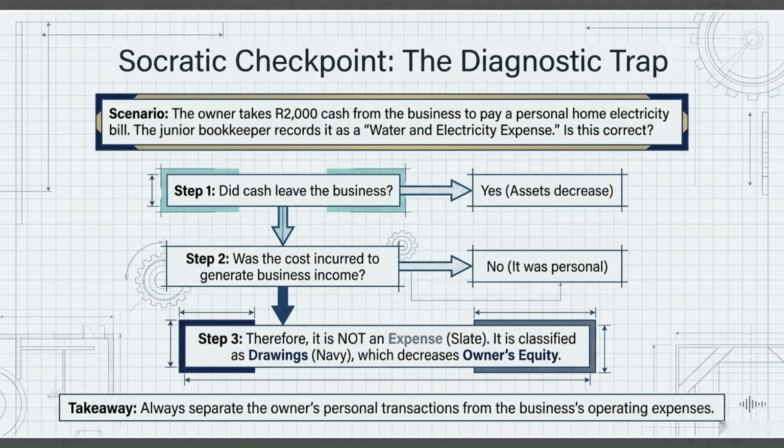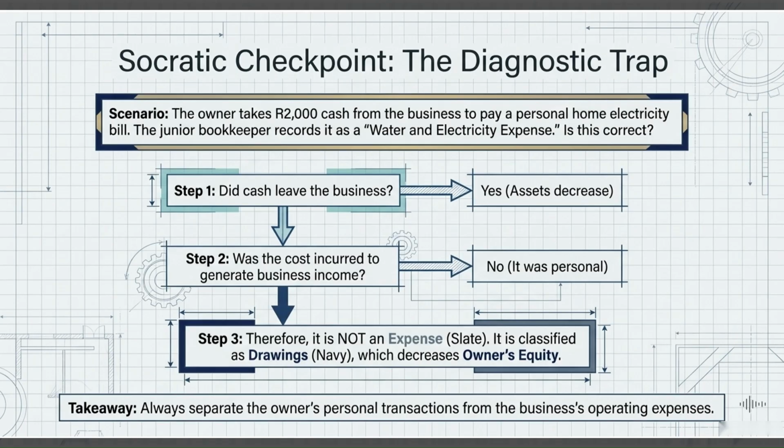This is the diagnostic trap, and it is the single most common classification error in small hospitality businesses. The scenario: the owner of the business takes 2,000 Rand in cash from the business bank account and uses it to pay the electricity bill at his own home. The junior bookkeeper records the 2,000 Rand as a water and electricity expense. Is the bookkeeper correct? Pause and form an answer before I work through it.